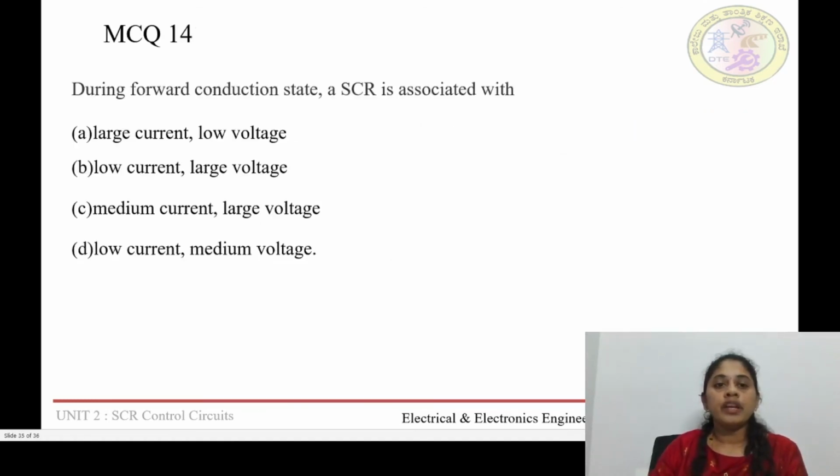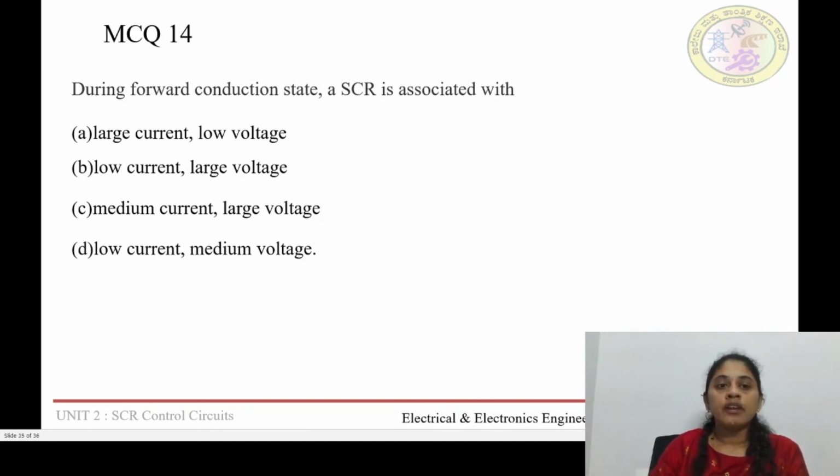Next question, during forward conduction state of SCR, SCR is associated with option A, large current, low voltage; option B, low current, large voltage; option C, medium current, large voltage; and option D, low current, medium voltage.